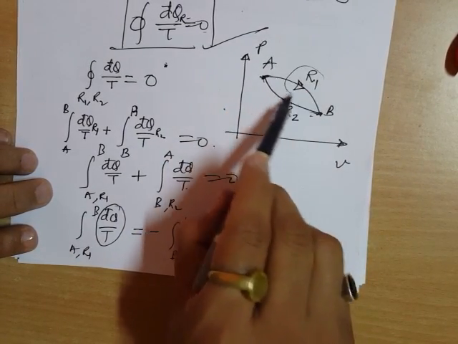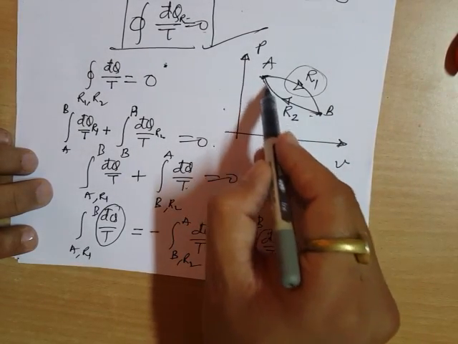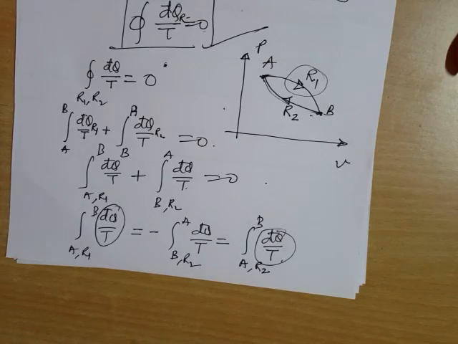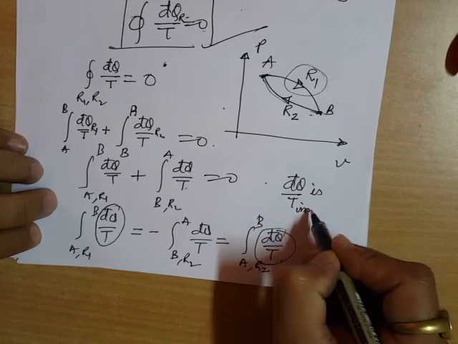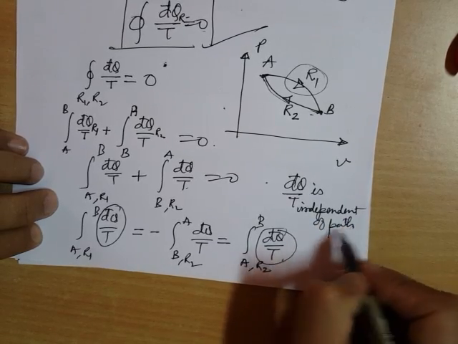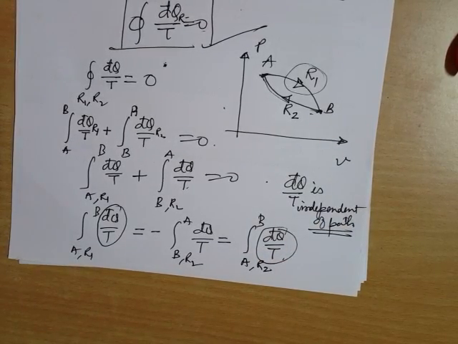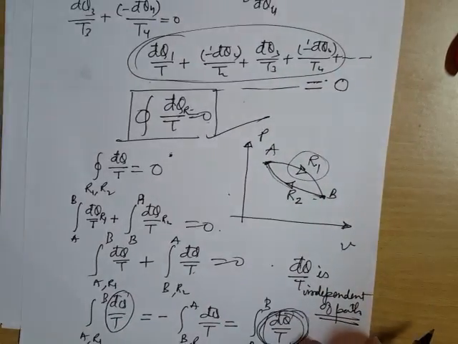So what is happening? The ratio dq by T from A to B in path R1 is the same as this integral in path R2 while going from A to B. That simply means that this dq by T is independent of path. And what are the things which are independent of path? Those are point functions, or those are properties of the system. Hence, this dq by T is a property of a reversible path.